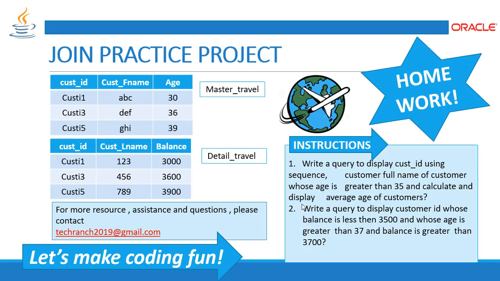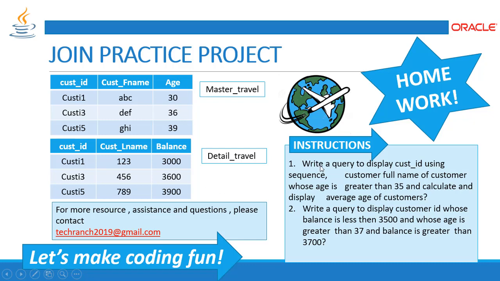So let's get back to the join practice project. For understanding joins, I have designed a project for you. It's for onlinetravel.com. There are two tables, master travel and detailed travel. In the master travel table, we have customer ID, customer first name and their age with some data. And in the detailed table, we have customer ID, customer last name and their balance. Now we have to join the data of these two tables using the join operator.